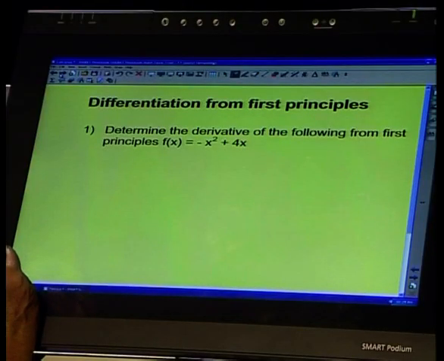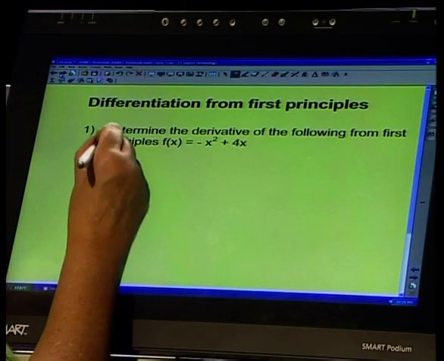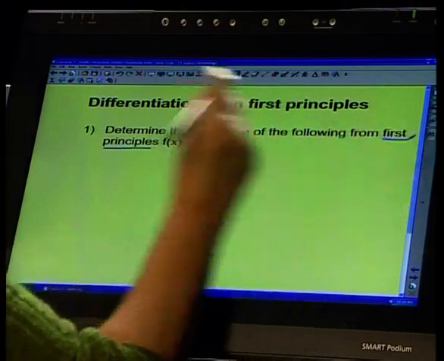Right, it says they determine the derivative of the following from first principles. So watch for that word. If they don't have first principles or definition there, then you have to use the shortcut. As soon as they have the words first principles or from definition, then you're in a wonderful position of having to go through this whole performance.